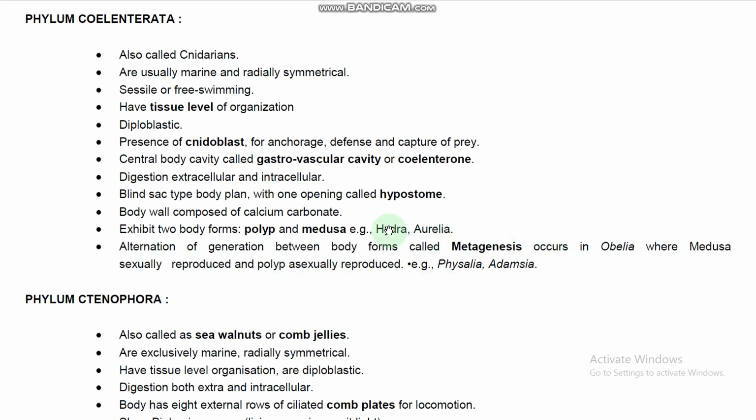Other examples from phylum Coelenterata: Hydra, Aurelia, jellyfish, Physalia, Portuguese man of war, and Adamsia, sea anemone, right? And there are Gorgonia, Meandrina, and Pennatula. Go through the other NCERT examples also. Clear up to this? And corals are also most important. The dead endoskeletons of phylum Coelenterata are called corals, right?